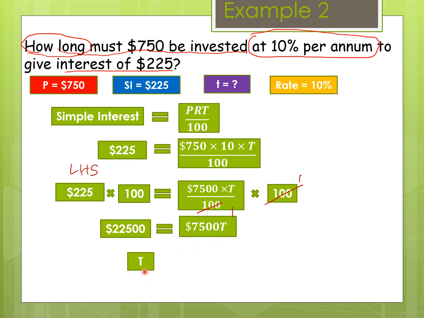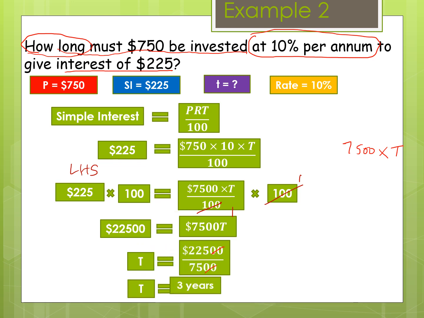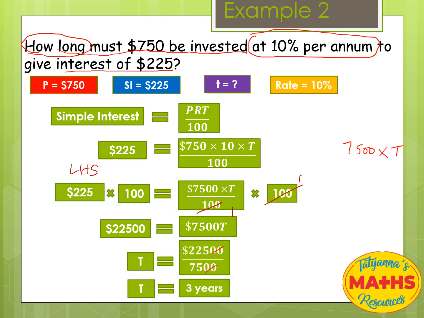We're going to make T the subject. So T was being multiplied by 7,500. So T would equal 22,500 divided by 7,500. When you work that out, we're going to cancel the 2 zeros, and then work out 75 into 225. That is going to give us 3 years.